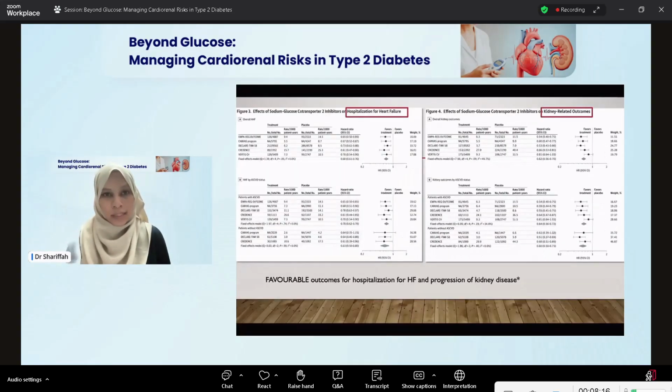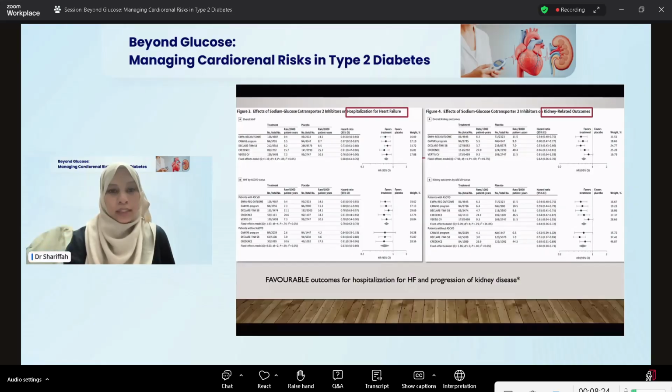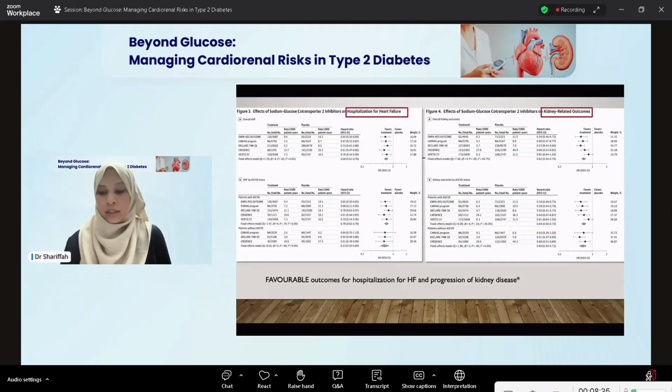If we look more closely into hospitalization for heart failure and kidney-related outcomes or kidney progression, you can see that the overall pool estimate is actually a lot more to the left of the line. So that means the hazard ratio is a lot less. The risk reduction is a lot more and very consistent across all the trials, and it's very favorable, specifically for hospitalization for heart failure and for reducing kidney progression. So this is really good for our patients, not just to lower glucose, but also to protect in terms of long-term risk management.